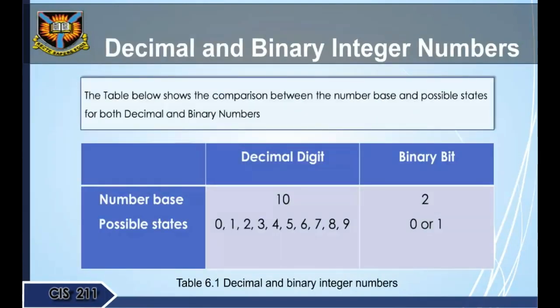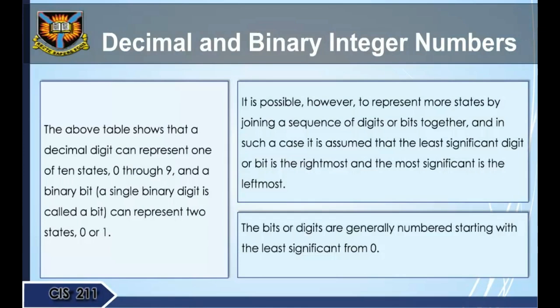Decimal and binary integer numbers. The table below shows the comparison between the number base and possible state for both decimal and binary numbers. Decimal digit, binary bit, number base, possible state. The above table shows that a decimal digit can represent one of 10 states, 0 through 9, and a binary bit, a single binary digit, is called a bit, can represent 2 states, 0 or 1.